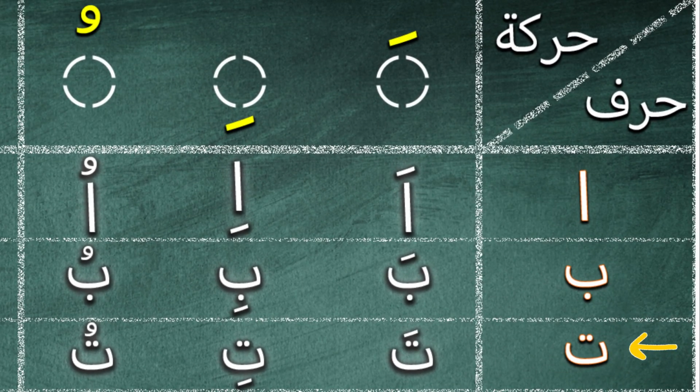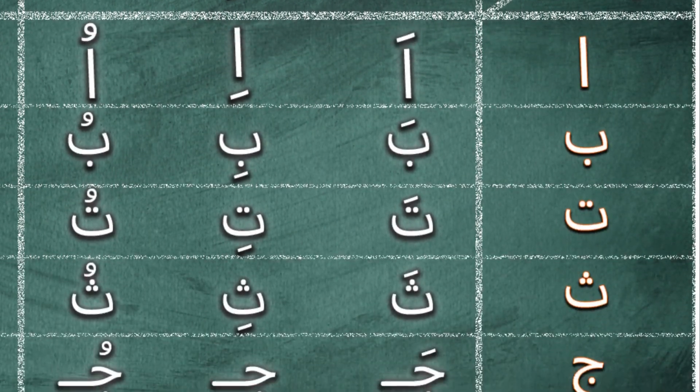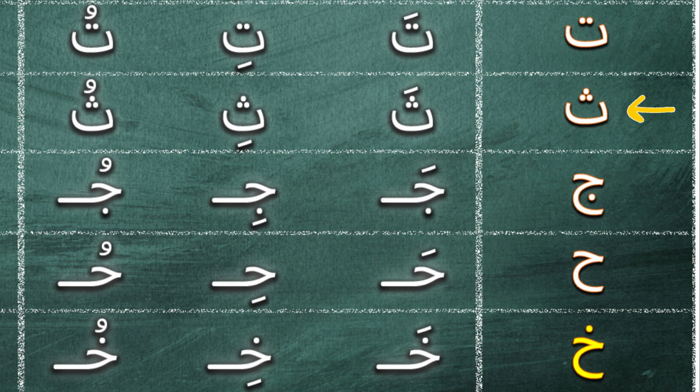The third letter in the Arabic alphabet is called Ta. Now we will say it with a Fatha vowel, ta. Now we say it with a Kasra vowel, ti. And the Damma vowel finally, tu. So, Ta letter: ta, ti, tu. Tha letter: tha, thi, thu. Jim letter: ja, ji, ju.